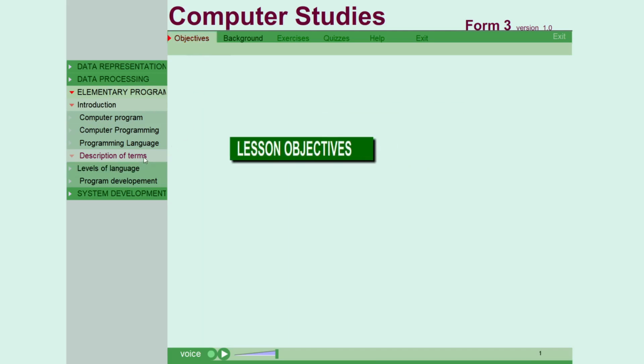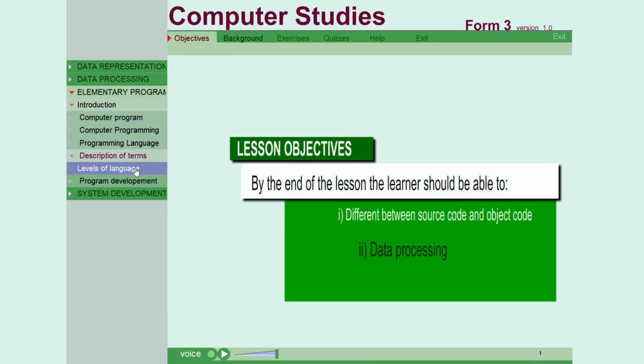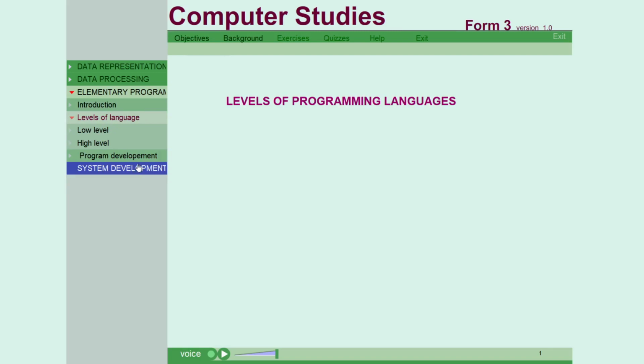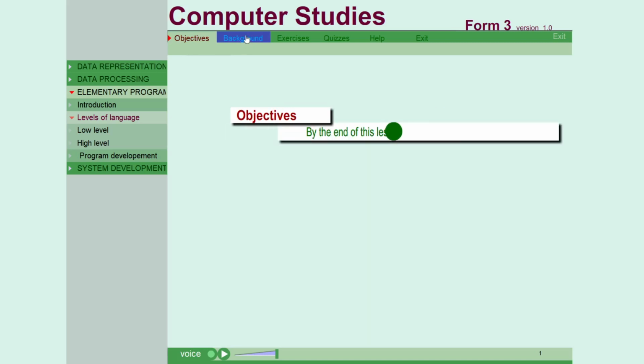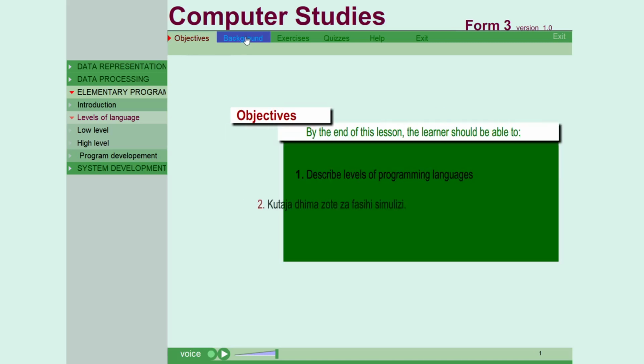By the end of this lesson, the learner should be able to differentiate between source code and object code, and explain language translators. Levels of programming languages. Objectives. Describe levels of programming languages and state the advantages and disadvantages of each level of programming languages.